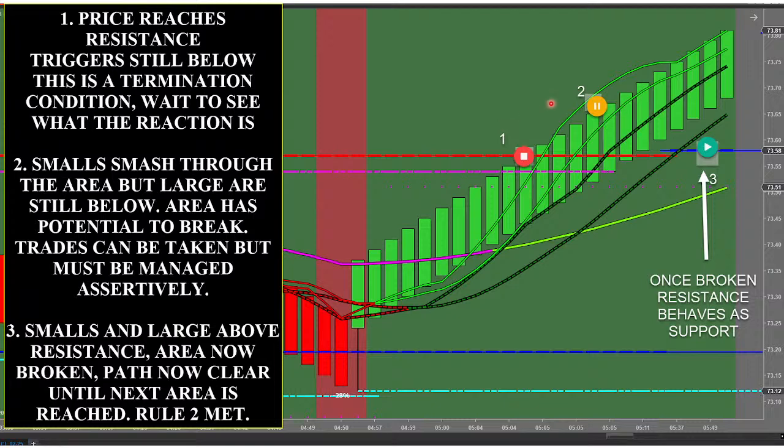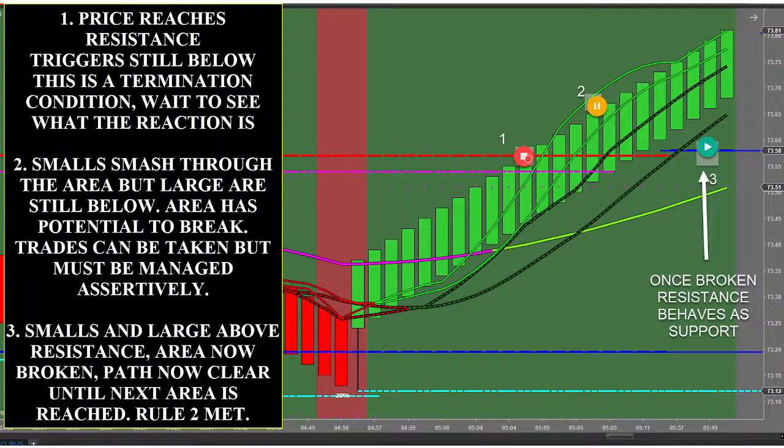I have 3 different scenarios, 1, 2, and 3. Number 1, price reaches resistance. Triggers are still below. This is a termination condition. Let's wait and see what the reaction is. Can you give me a why if this makes sense? Every line you hit will be a termination condition for a second.